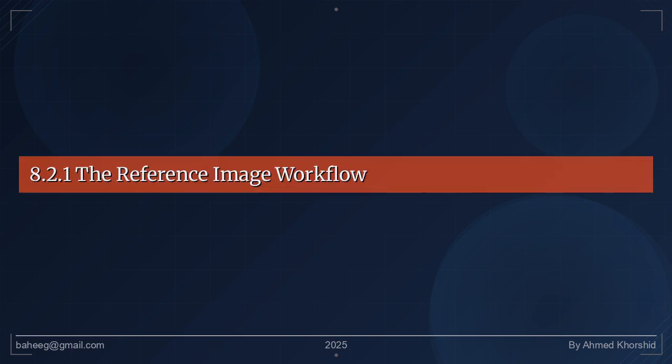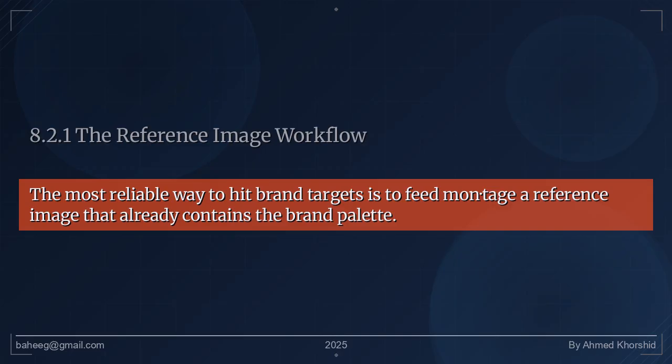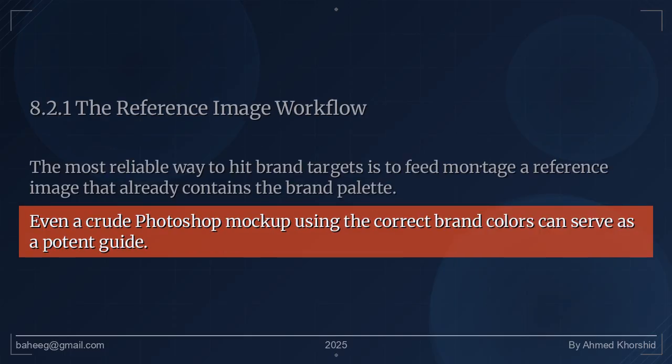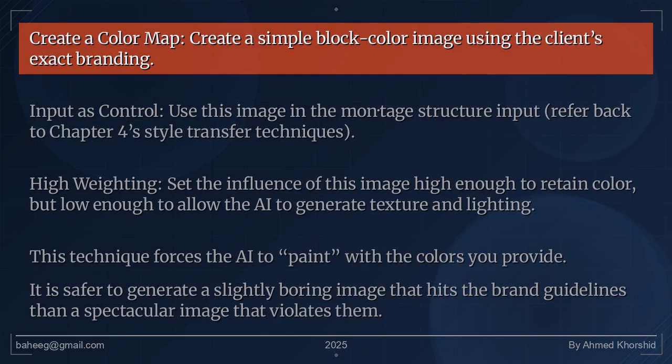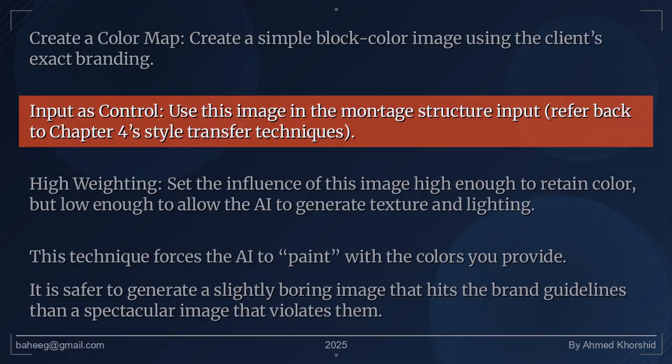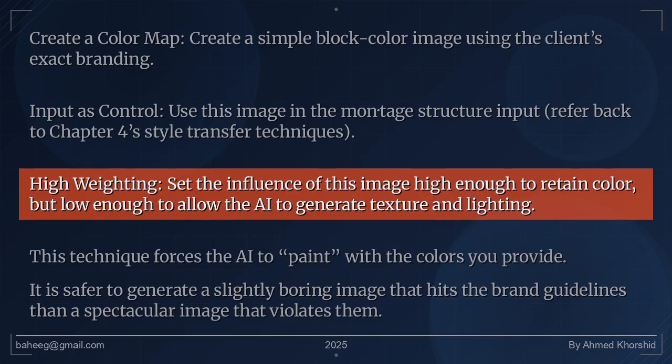8.2.1 The reference image workflow. The most reliable way to hit brand targets is to feed Tage a reference image that already contains the brand palette. Even a crude Photoshop mockup using the correct brand colors can serve as a potent guide. Create a color map. Create a simple block color image using the client's exact branding. Input as control. Use this image in the Tage structure input. Refer back to Chapter 4 Style Transfer Techniques. High weighting. Set the influence of this image high enough to retain color, but low enough to allow the AI to generate texture and lighting.